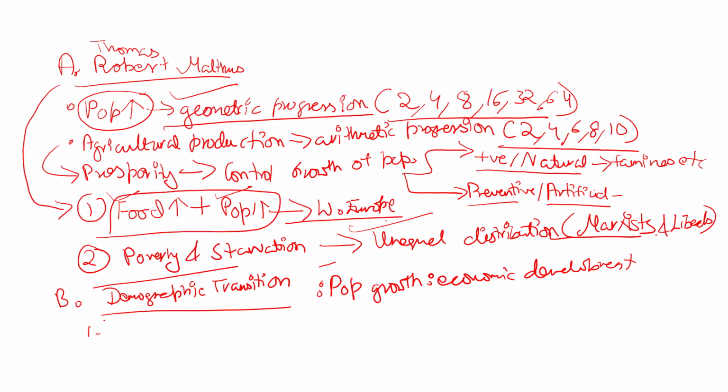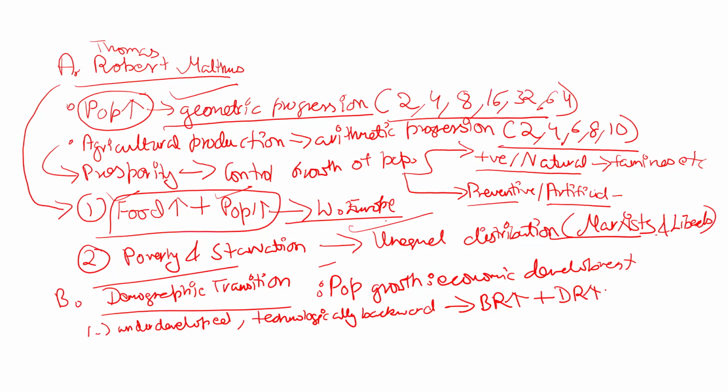The first phase is quite underdeveloped and technologically backward. What will happen here? Here you will have a birth rate that is high, then you will have a death rate that is also very high. Okay, so ultimately the growth rate becomes what? Low growth rate.